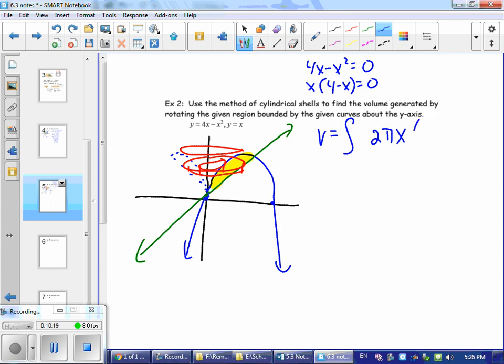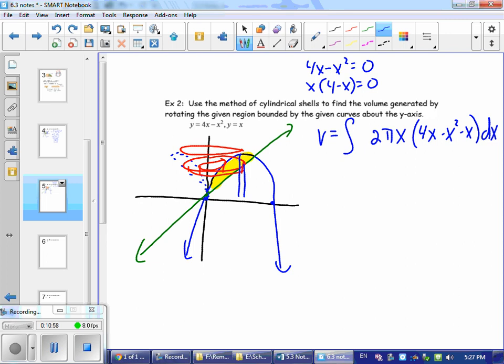This time, our function is going to be a little bit different. Our f of x is a little bit different because I actually have two functions here. Got the upper function and the lower function, and I'm talking about the shaded area or the highlighted area in here. So in this case, it's going to be the upper function minus the lower function. The upper function here, of course, is the parabola minus the lower function, which is the linear function. So it's going to be 4x minus x squared minus x dx.